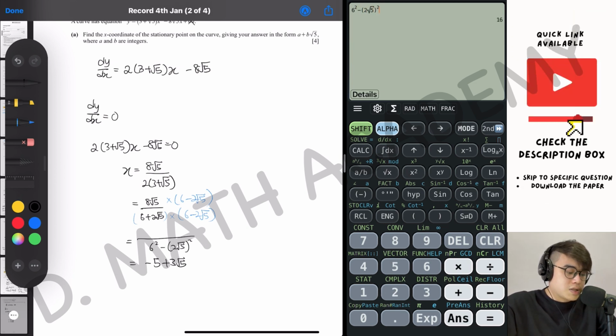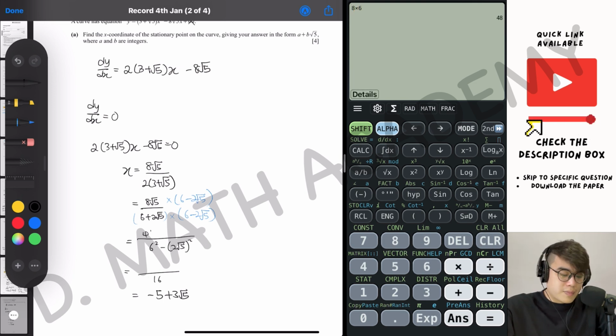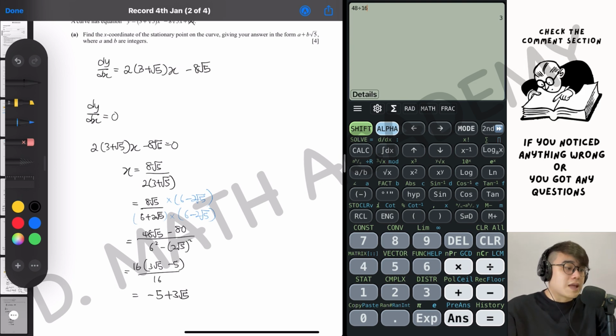So you get 16 for that. As for the numerator, you have 8 times 6. You will get 48 square root 5 minus 8 times 2 times 5, which is 80 here. So just take out 16 from here, then you have negative 5 at the back. 48 divided by 16 is 3, I suppose. Yeah. So 16 and 16 cancel. That's how you get negative 5 plus 3 square root 5 in the arrangement that they wanted.